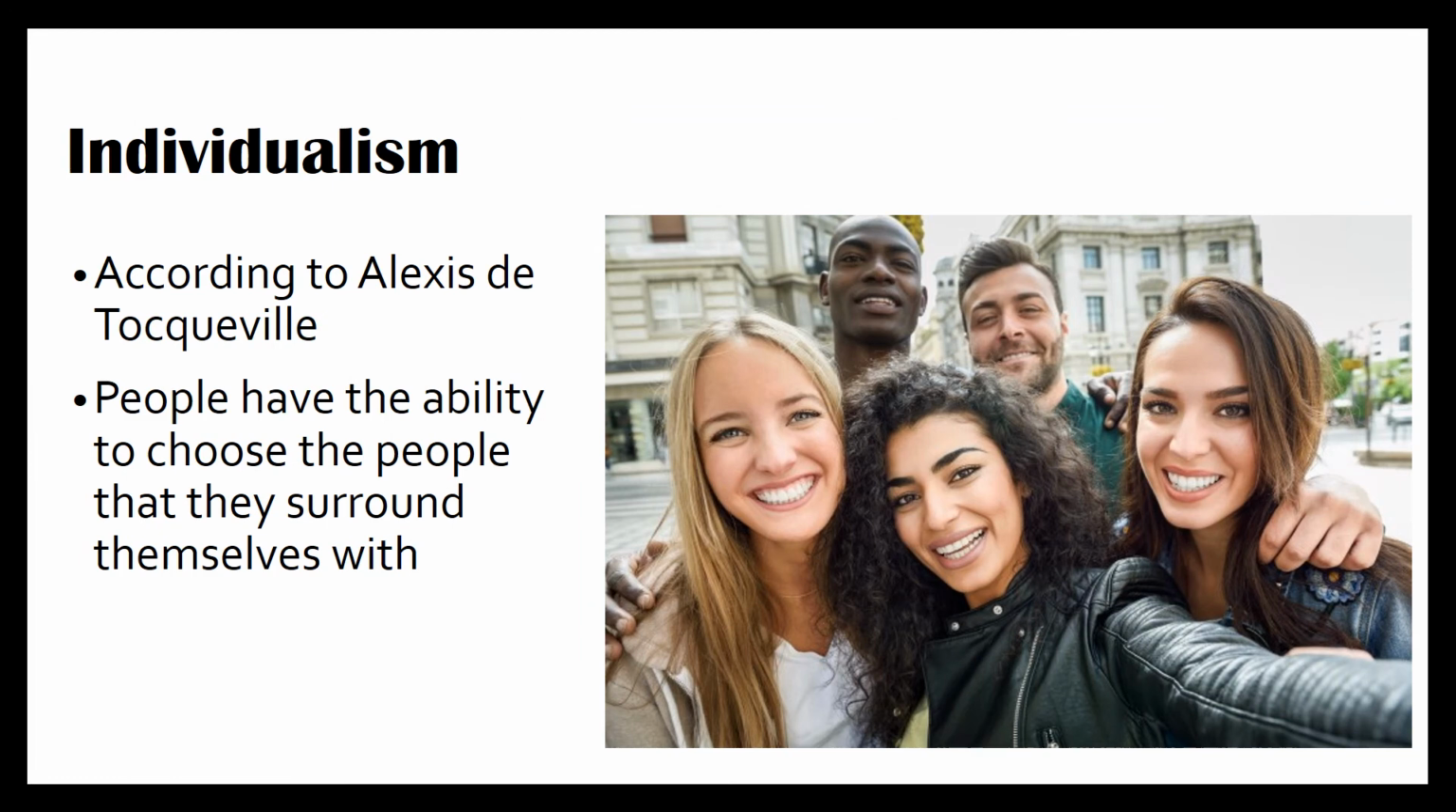Individualism. According to Alexis de Tocqueville, people have the ability to choose the people that they surround themselves with. So you have a choice of who your friends are and who you're going to be around, and that's called individualism.